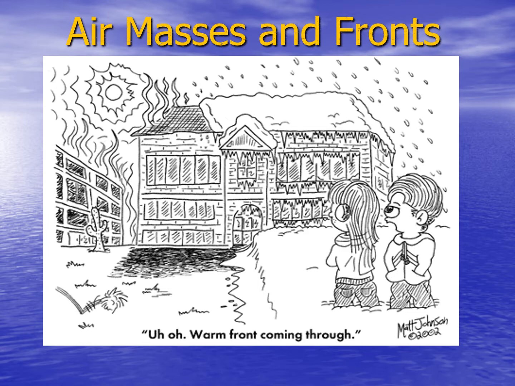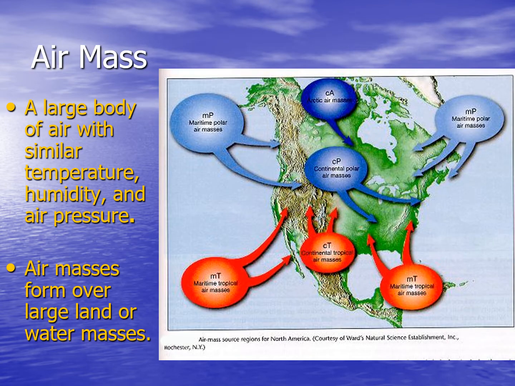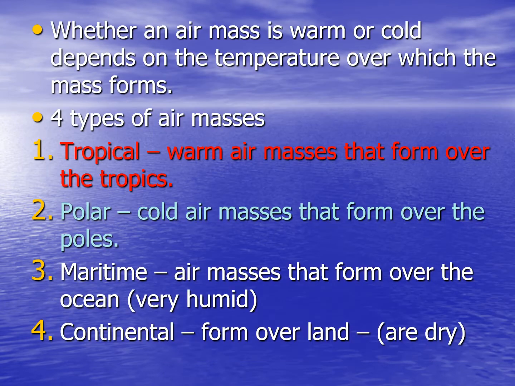In this screencast we will be discussing air masses and fronts. An air mass is a large body of air with similar temperature, humidity, and air pressure. They will form over large land and water masses. Whether an air mass is warm or cold depends on the temperature over which the mass forms.